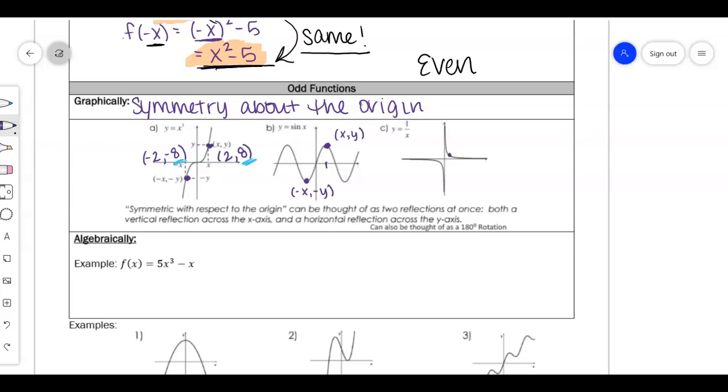So another one that we could look at, this would be the point (1, 1). That means this point would be (-1, -1).